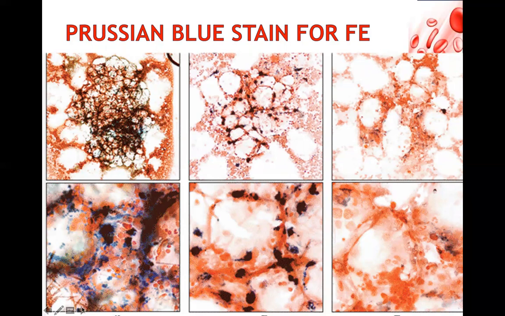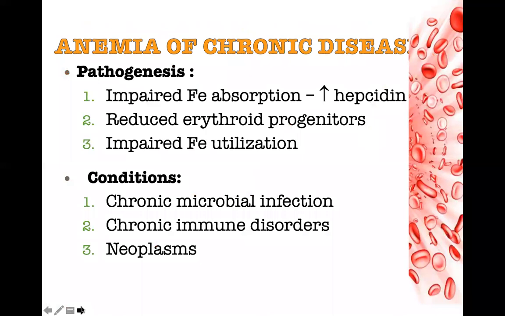And let's talk about anemia of chronic disease. The problem here is there would be an impairment in iron absorption as a result of increase in hepcidin. There will be a reduction of the erythroid precursor and impaired iron utilization. So we see this in chronic microbial infection, chronic immune disorders, as well as in certain forms of cancers.